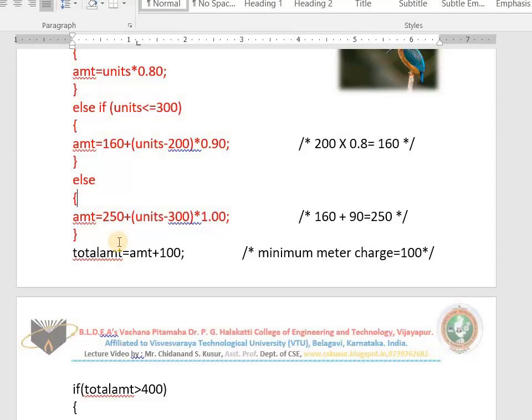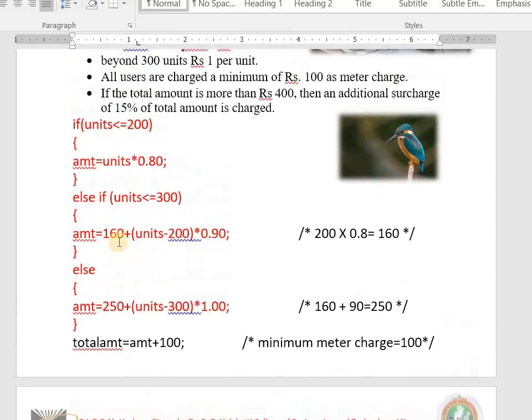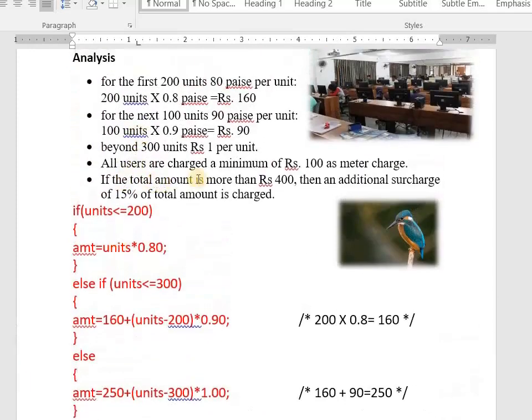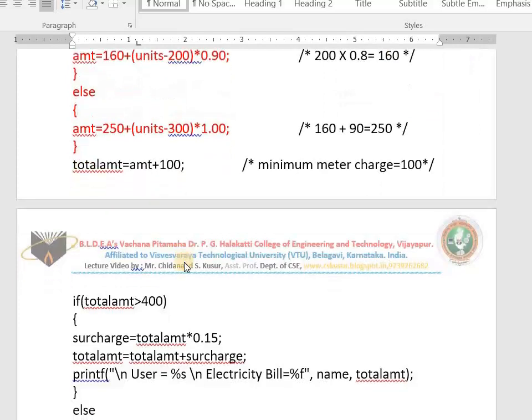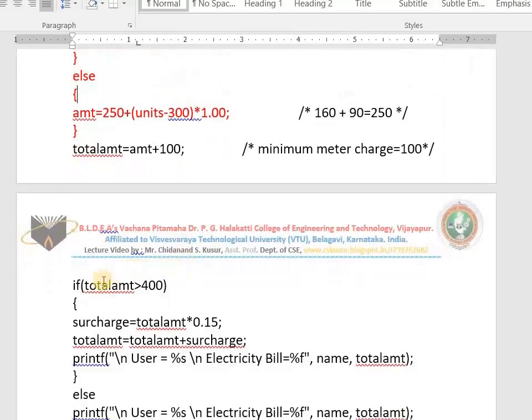The conditions are not at all completed. One more condition is given in the problem. If the total amount exceeds 400, then an extra charge, a surcharge of 15%. Oh my god, they are charging more amount. If the total amount is more than 400, if it is exceeding 400, 15%. 15% means 15 divided by 100, 0.15 into total amount, 15% of total amount. That is the surcharge.